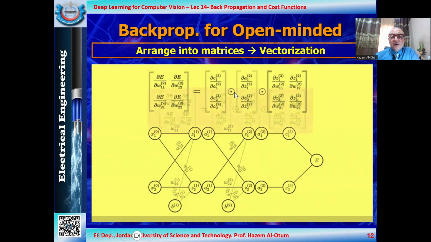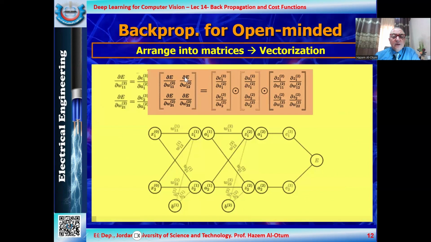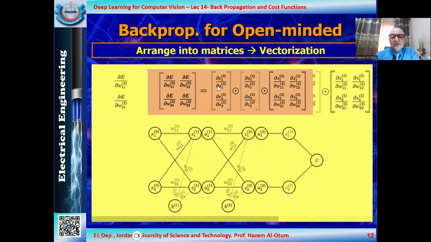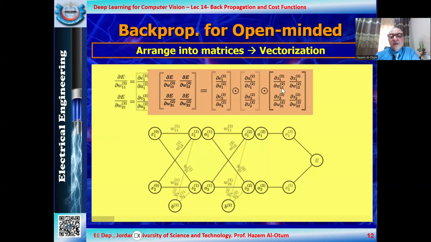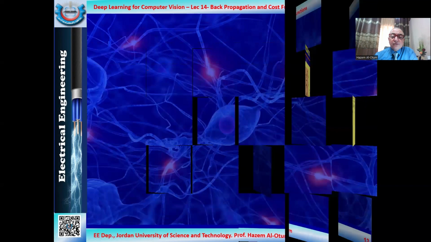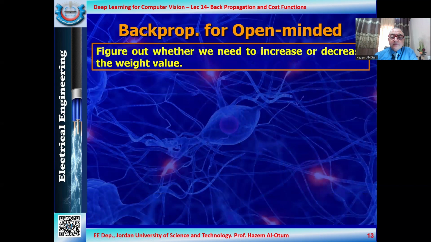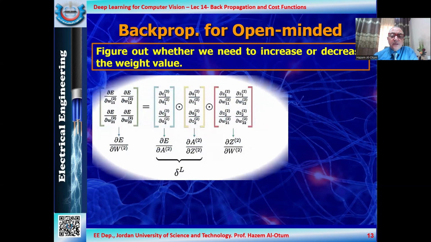So this is our equation. As you see here, we have ordered the errors in a matrix form. This will be the dot product of the errors in respect to A, errors of A in respect to Z, and errors of Z in respect to the W11, W12, W21, W22, and this will give us finally the output matrix form of the error. We now figure out whether we need to increase or decrease the weights and apply the operation again and again.